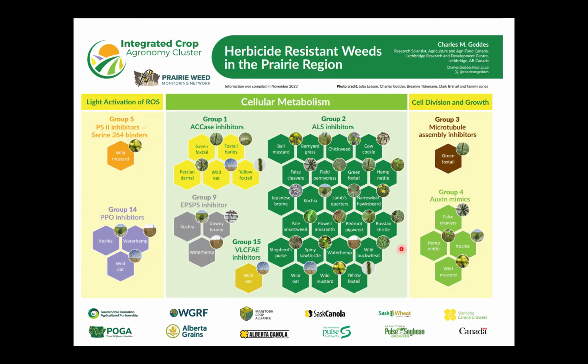This big group in here, though, is our group 2, our ALS inhibitors, and this is a big group of broadleaf and grass weeds. And this is growing every year too. So we know that the amount of group 2 resistant weeds we have is a huge problem.